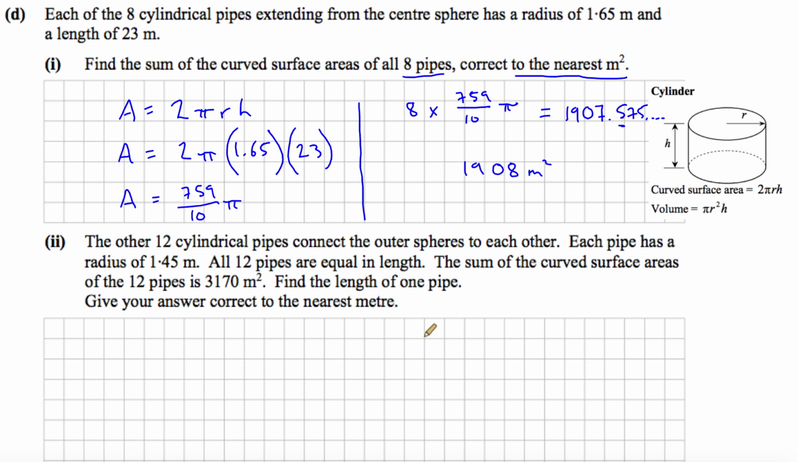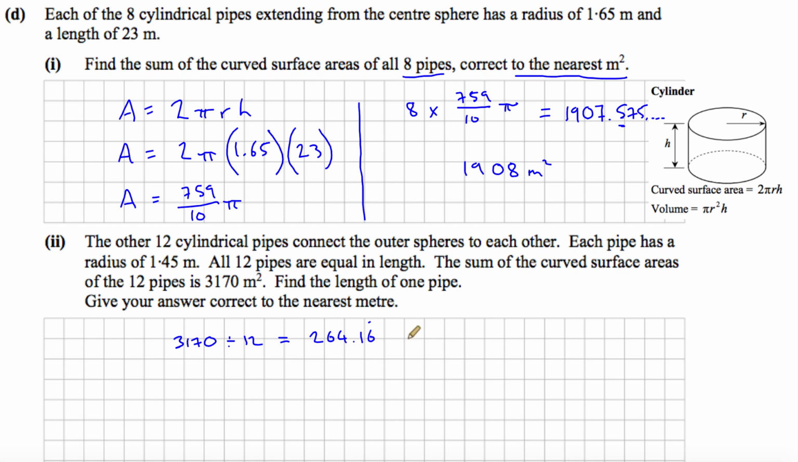Okay, so we're given the surface area of all 12 pipes. So the first thing would be to find out the surface area of one of these pipes. So 3170 divided by 12. That gives me 264.16 recurring. So that's the surface area of one of the pipes.